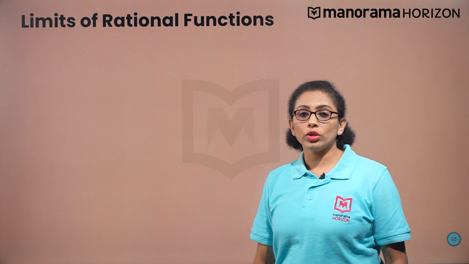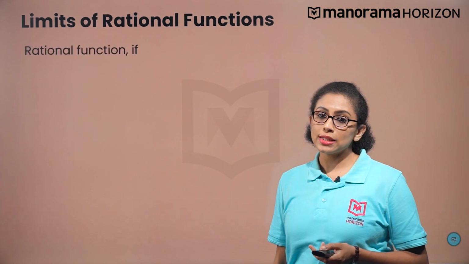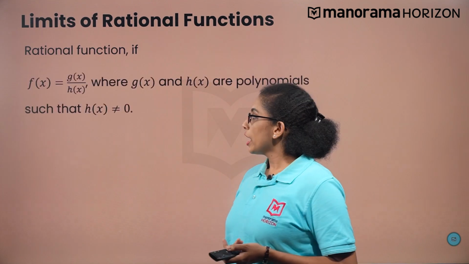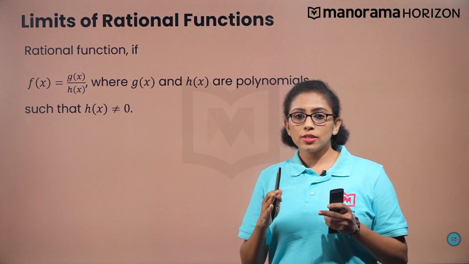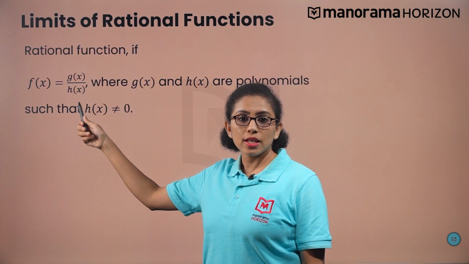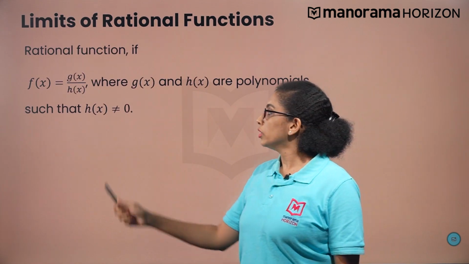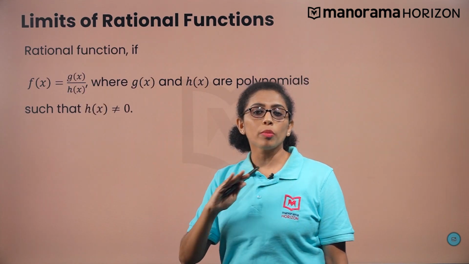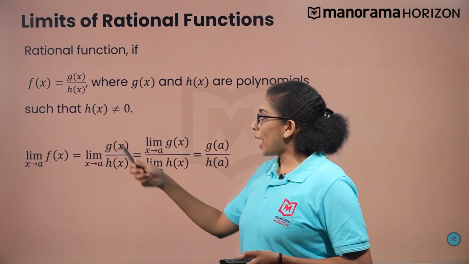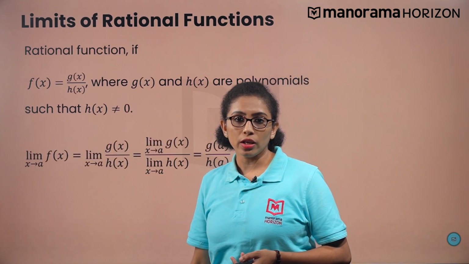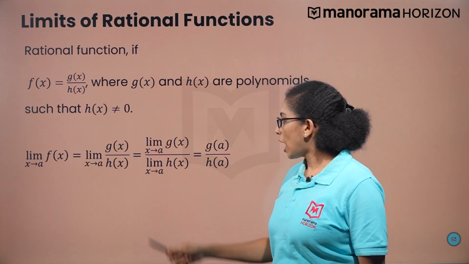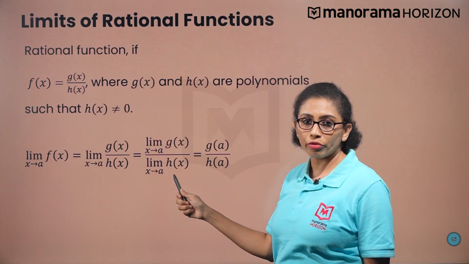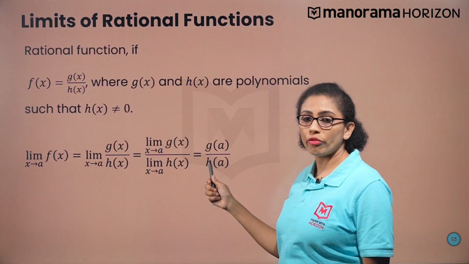Now, we can discuss the limits of rational functions. What is a rational function? We know that a function is said to be a rational function if f of x is equal to g of x by h of x, where g of x and h of x are polynomials. Also, the denominator, that is h of x, should not be equal to 0. Now, while applying the limit to this rational function, we get limit x tends to a of g of x by h of x. Applying the limit separately using the quotient rule for the given function, we get g of a by h of a.